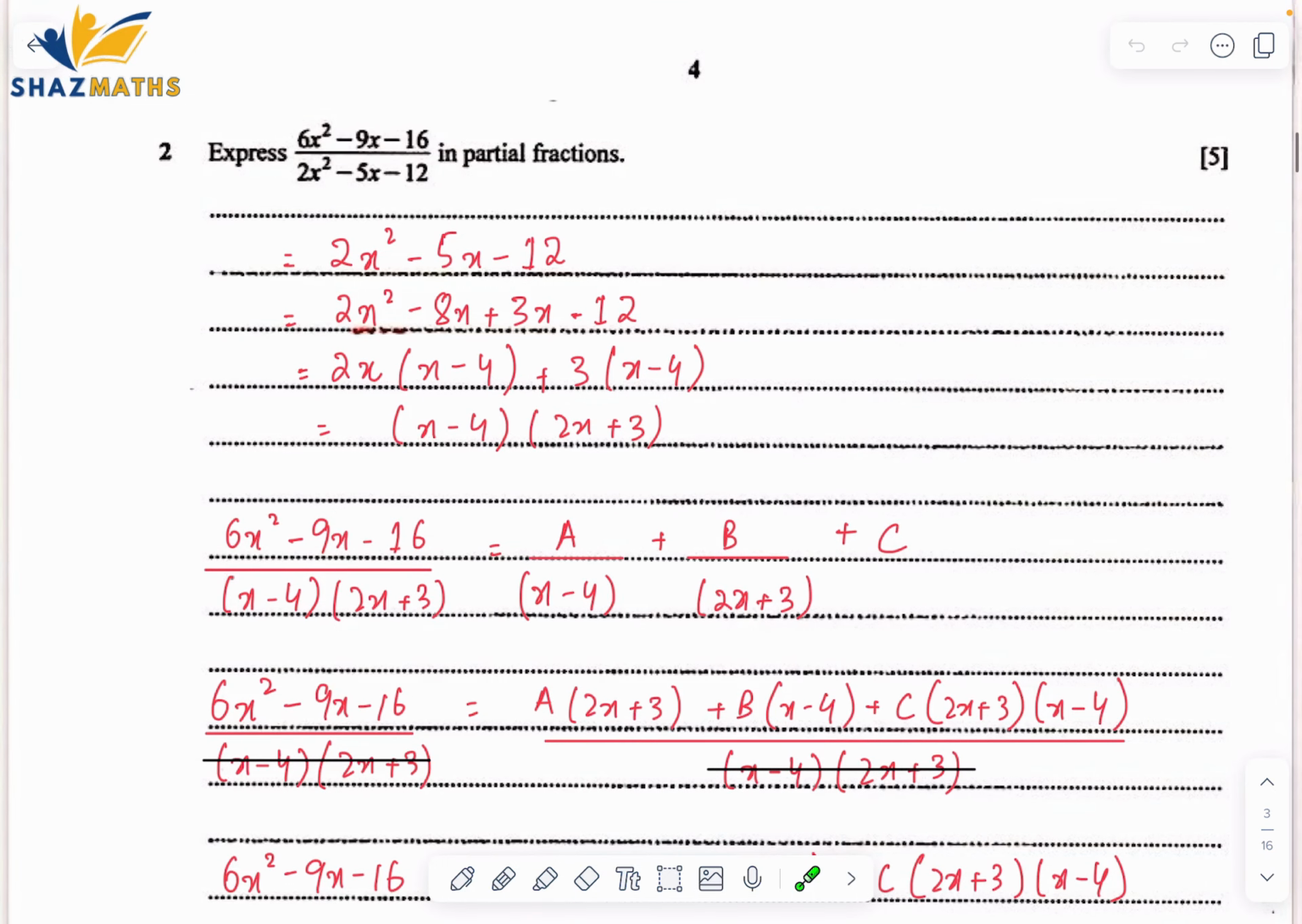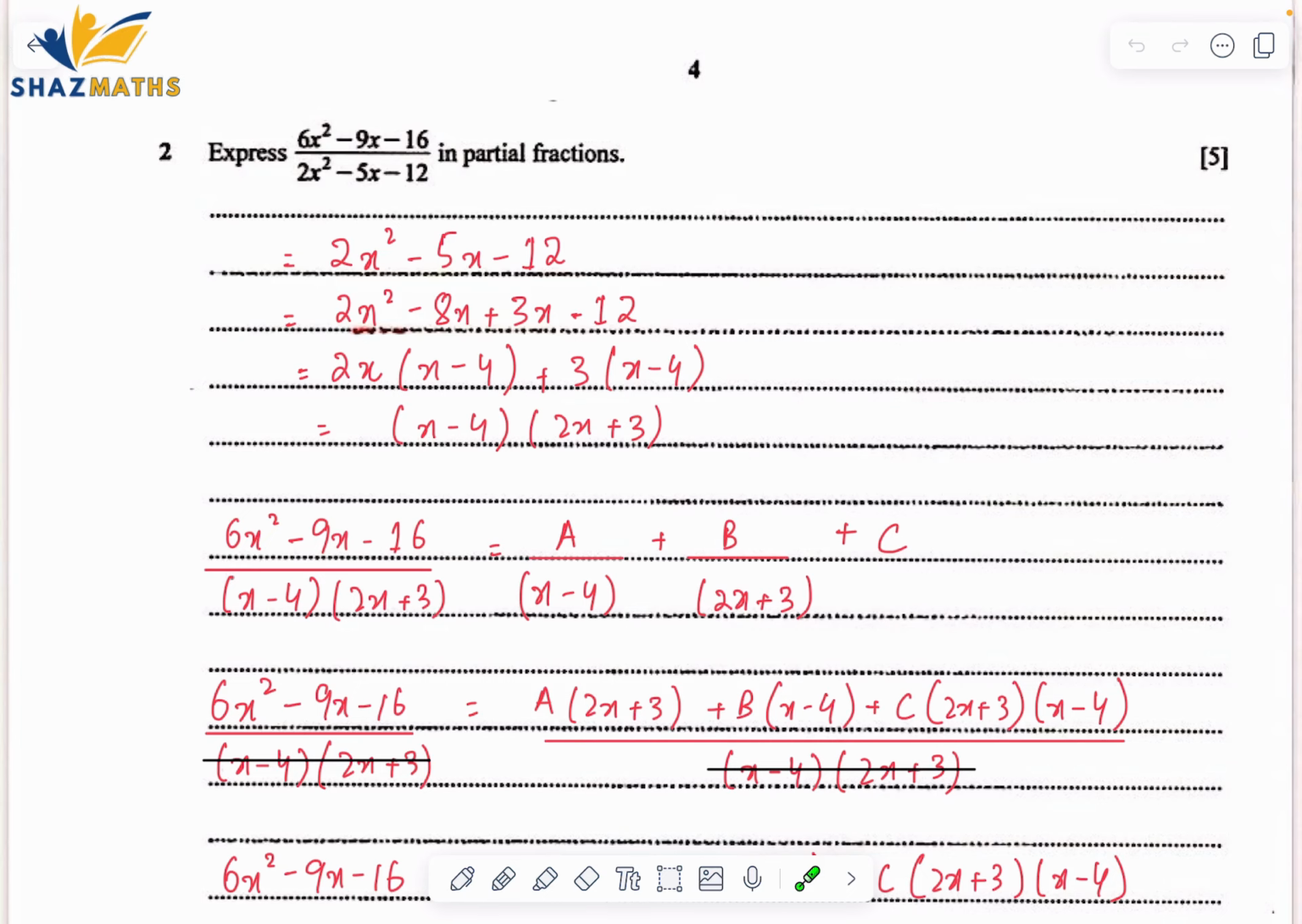Question number 2. Express 6x squared minus 9x minus 16 over 2x squared minus 5x minus 12 in partial fractions. This is an improper fraction because the degree of the numerator and the degree of the denominator are equal. First of all, we'll factorize the denominator using mid-term break and we'll get two linear factors. We'll split the equation into partial fractions: a over x minus 4, b over 2x plus 3, and c.